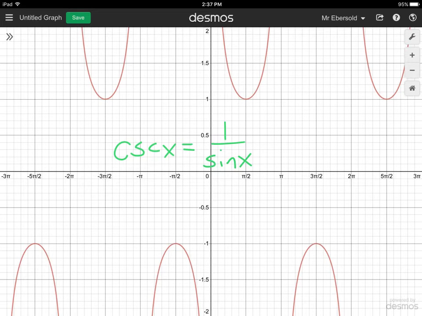So, what's going on here? Let me erase this for you. Battery low. Oh, excuse me. Power off. Sorry about that.